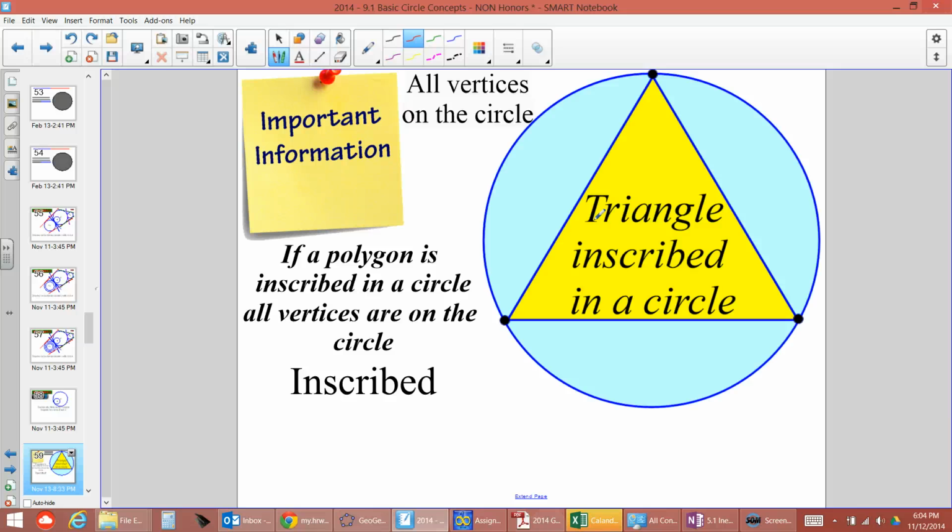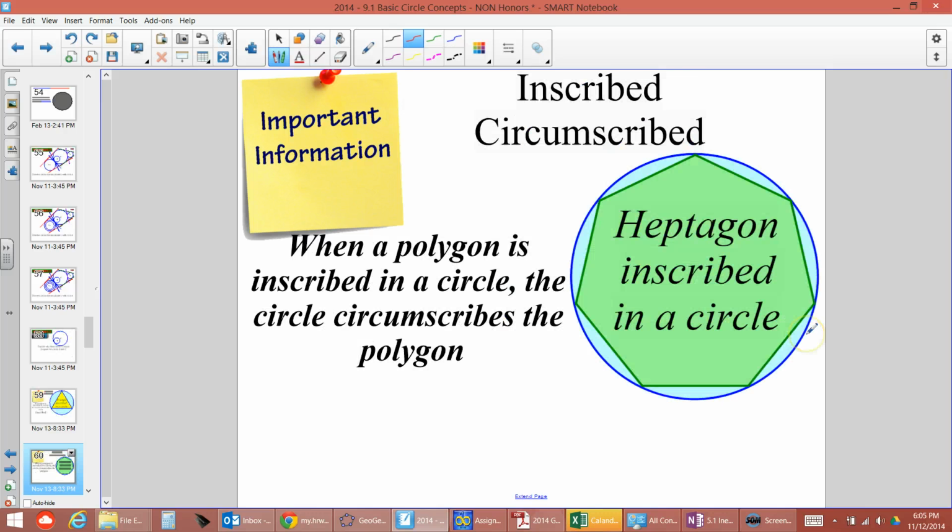Ooh, very nice. Inscribed versus circumscribed. Okay. If we have a triangle or any shape, any polygon, with all of the vertices on a circle, then the polygon is said to be inscribed in the circle. We've discussed this before in class. So again, we have inscribed and circumscribed. Well, the heptagon is inside, right? So that's inscribed. But the circle is on the outside. So we say the circle circumscribes the polygon, touches each point on the polygon.